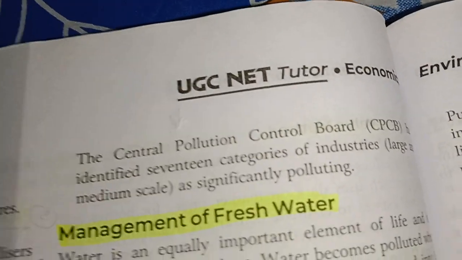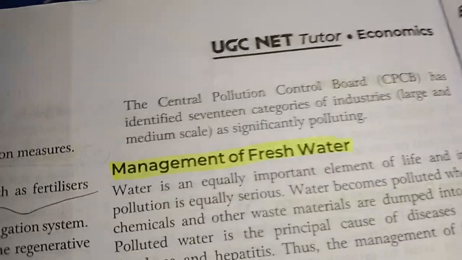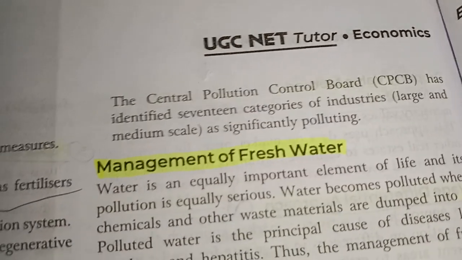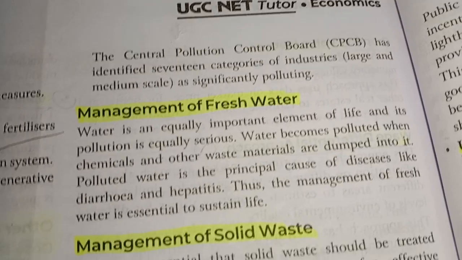The Central Pollution Control Board, CPCB, has identified 17 categories of industries, large and medium scale, as significantly polluting.